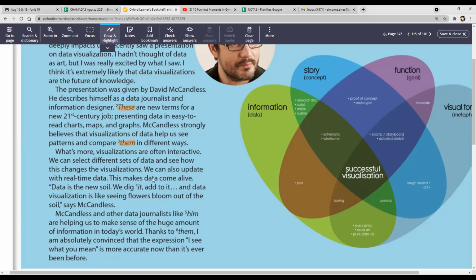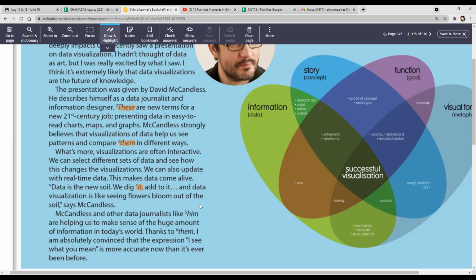Number four. Let's go there. This makes data come alive. Data is the new soil. We dig it, add to it, and data visualization is like seeing flowers bloom. This is so beautiful. Out of the soil. So what is it that we dig? We dig it. So this, data is the new soil. We dig it and add to it. So this is correct.